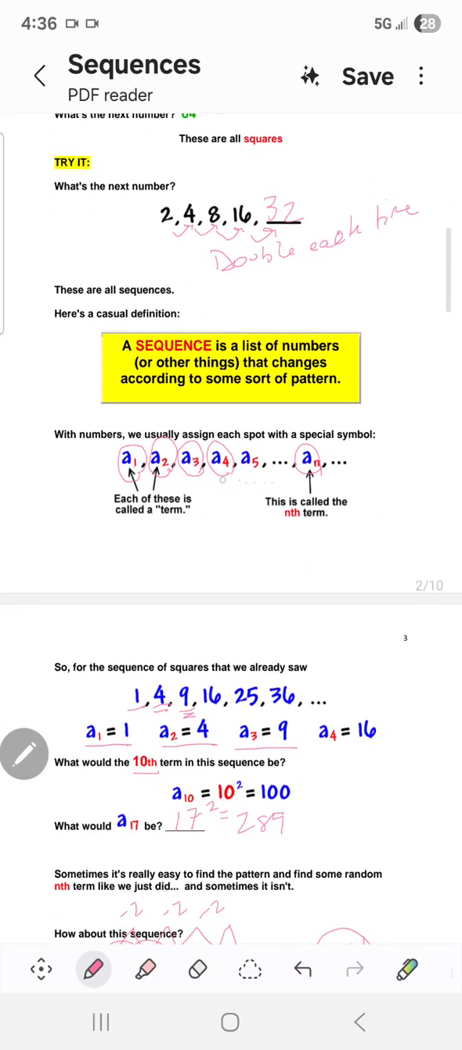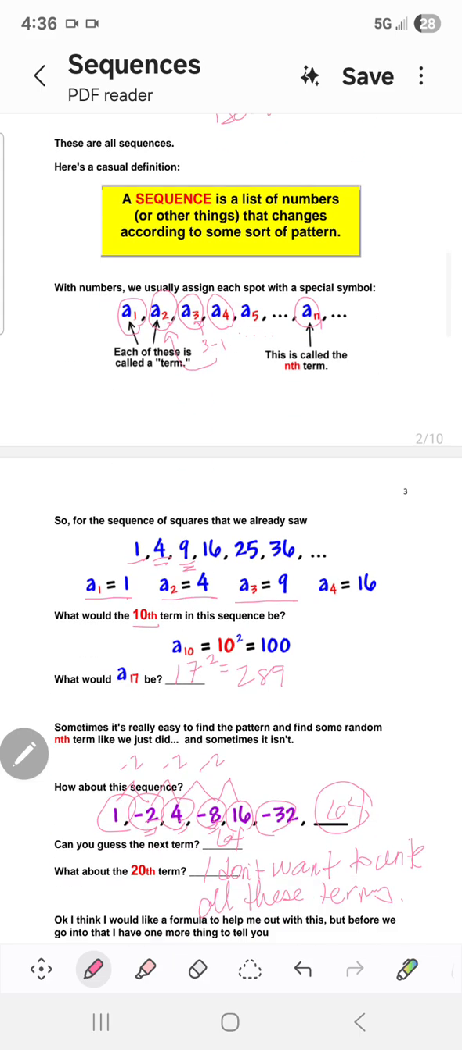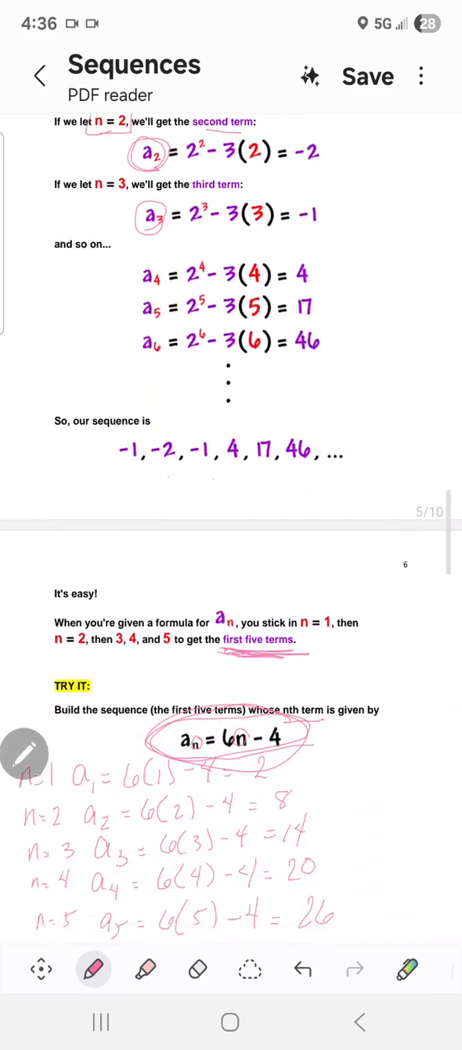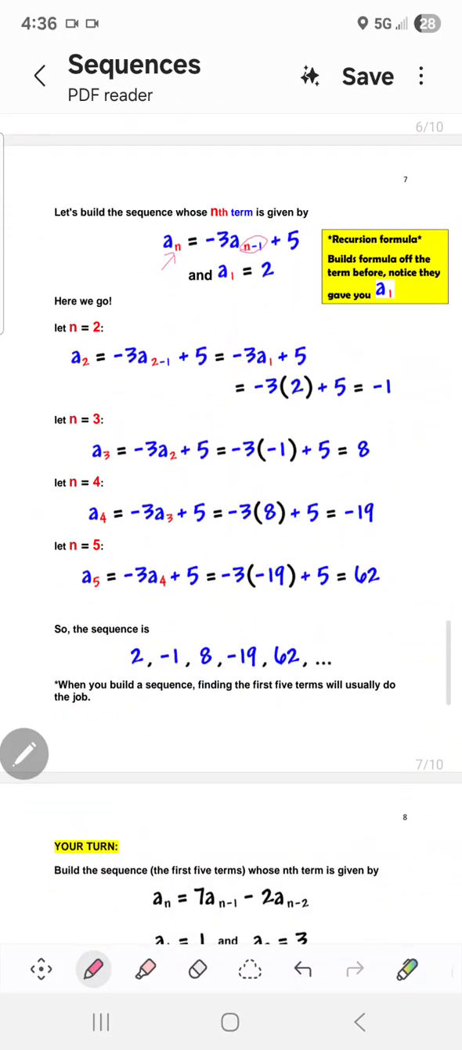Anyways, so the one before it, right? If this is the third term, 3 minus 1 would be the one before it. That's 2, right? It's the one before it. I can't find what I was looking for. Anyways, that's fine. So these are called recursion formulas. They build off the term before, and they will give you that term. For example, they're not bad at all, I promise.